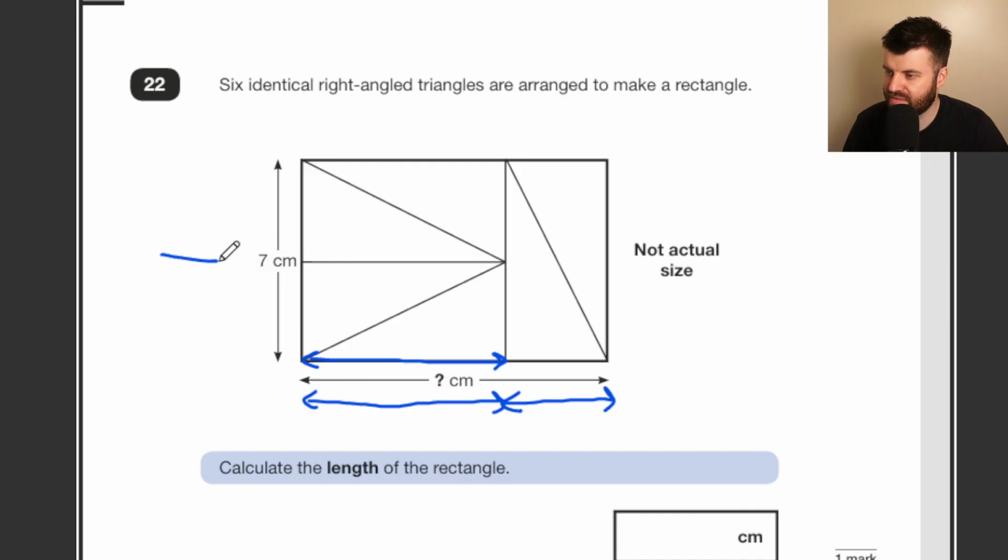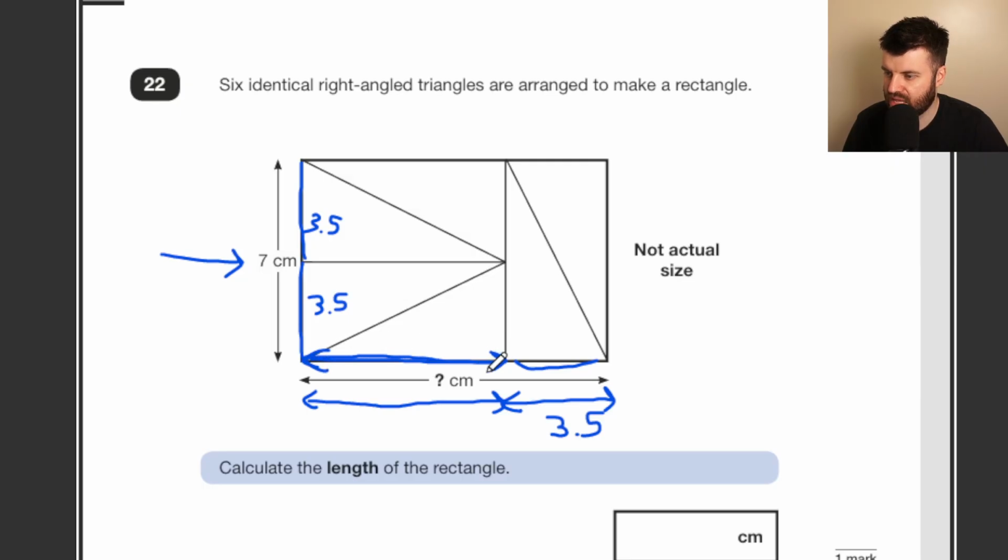Well, the only thing we're given is that this is 7 centimeters. What do we know about this height? Well, firstly, it is 2 lots of this short side here. So to work out one of them, I'm going to do 7 divided by 2. It must be 3.5. So the cool thing now, I can put 3.5 as this length. All I need to do is work out the height of a rectangle, this long one here.